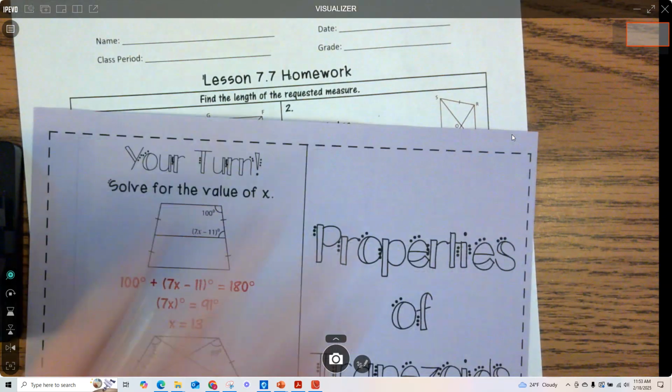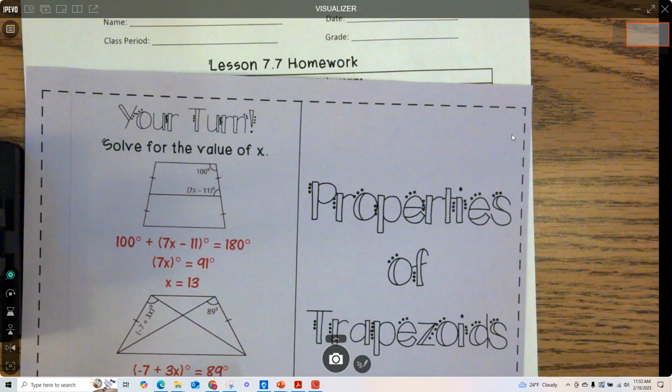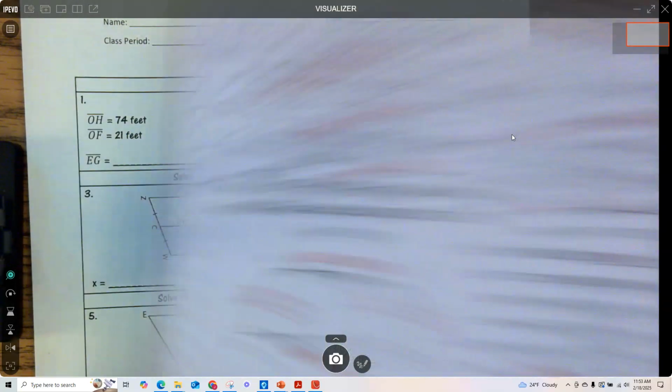All right, this video is for lesson 7-7 homework. Same routine we've been doing, we're just doing shape this time. So trapezoids have a little bit different rules than everything else.